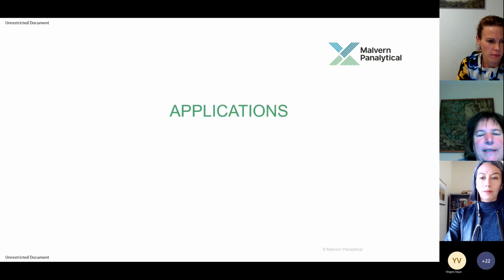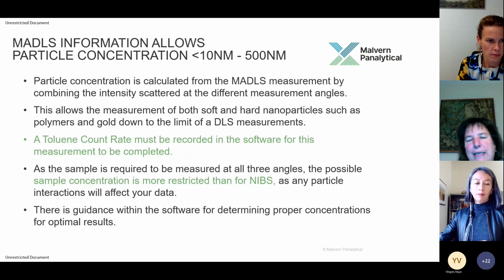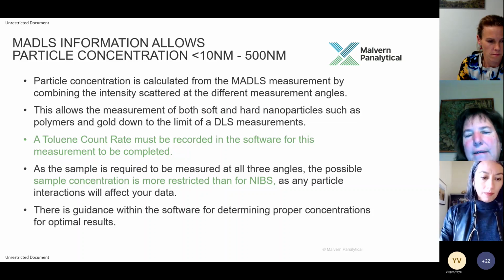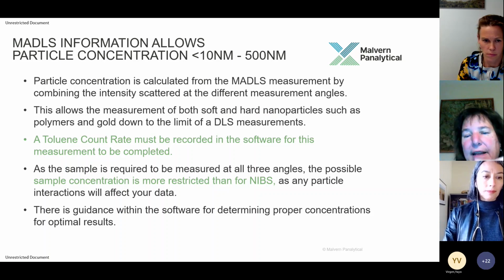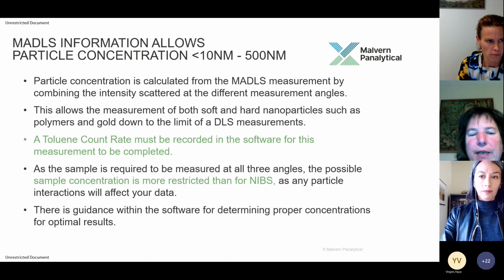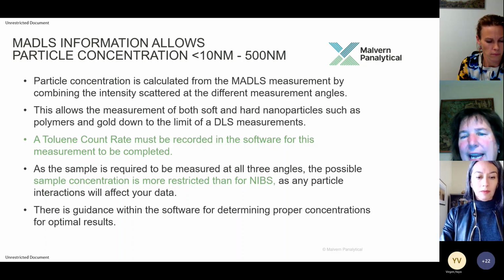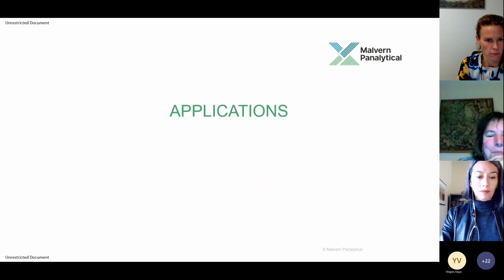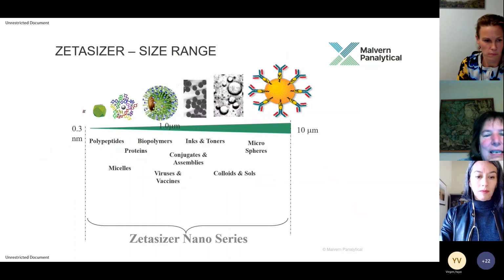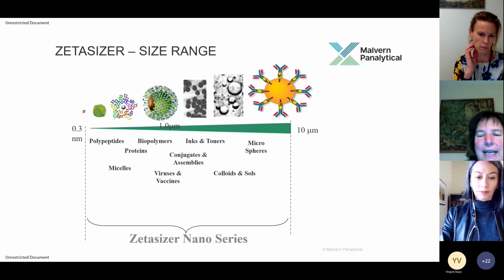This is just a statement, but from that MADLS measurement, again, based on the Mie theory and the angular data that you get, you can also draw out particle concentration from particles that are anywhere from under 10 nanometers up to 500 nanometers. You can get particle concentrations, and again, you're going to see an example of that coming up. So just to go into applications, once again, there's really a broad range of applications that can be covered by dynamic light scattering.